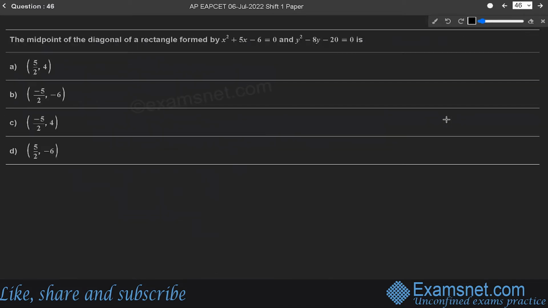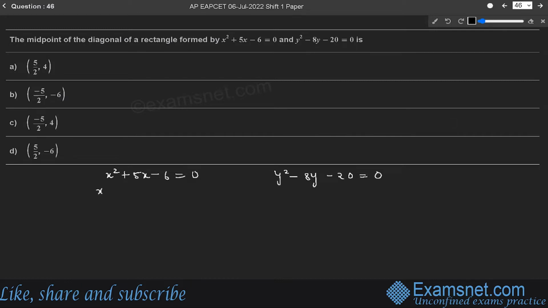Next question is a very interesting question, and this kind of question always comes in the exam. The question is: the midpoint of the diagonal of a rectangle formed by x² + 5x − 6 = 0 and y² − 8y − 20 = 0 is. Here we have to use splitting the middle term and we have to find the values for x and y. So let us see the first equation.